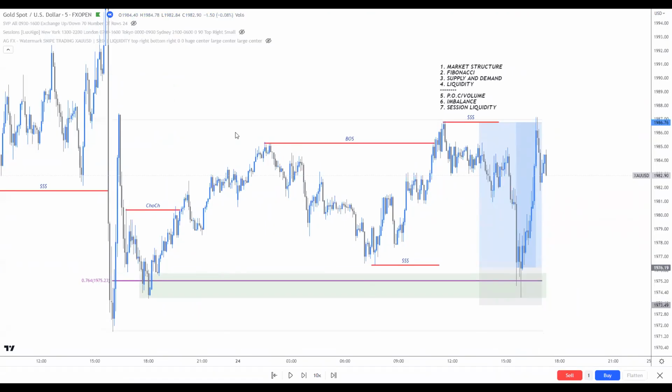Is point of interest volume? Point of interest is one thing. Point of control is another one. Just answering a question. KB says, are people asking basic questions, what's the sniper entry? This is what I also ask myself every time.